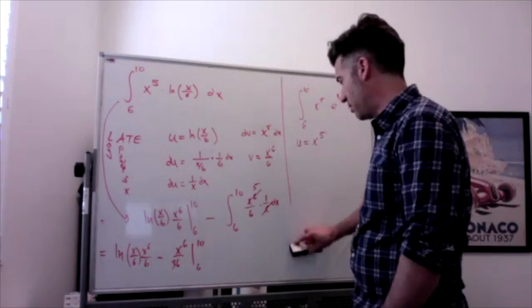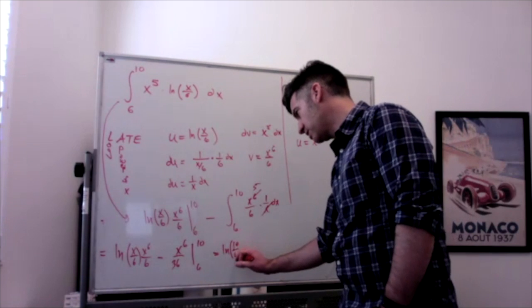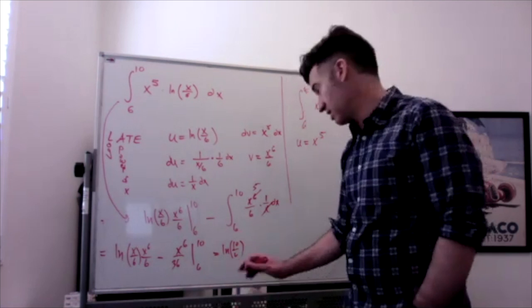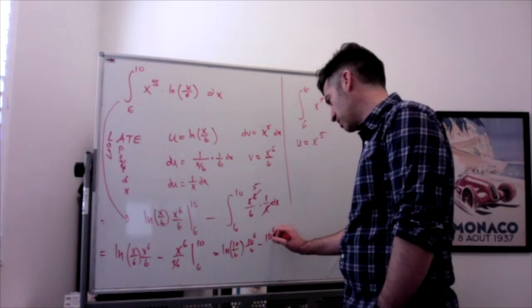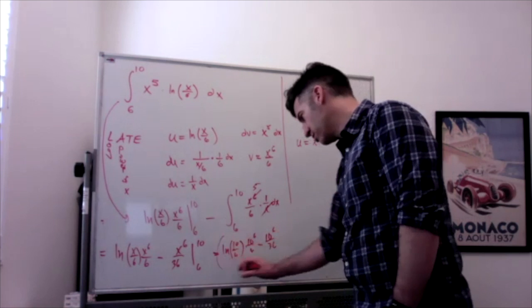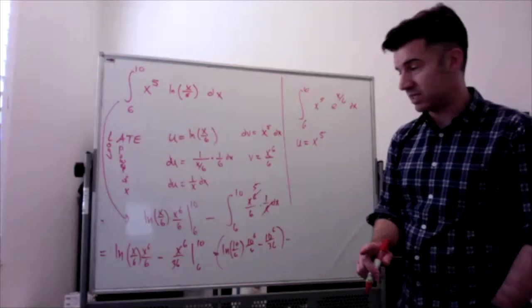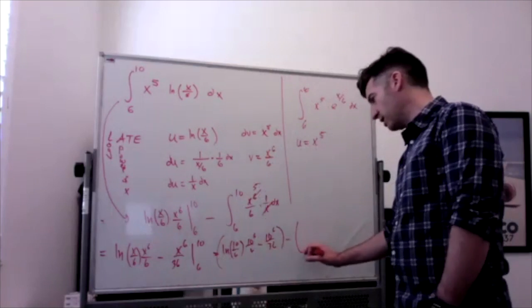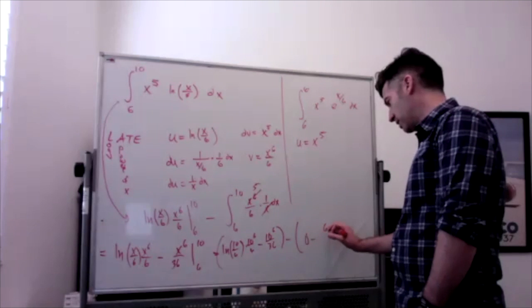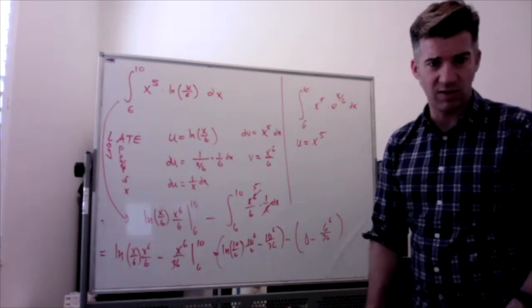Because I made it up and the numbers are not nice. So you're going to get the natural log of 10/6 times 10 to the 6th over 6 minus 10 to the 6th over 36, minus, and then you plug in 6. Now, the nice thing about plugging in 6 is the natural log of 6 over 6 is the natural log of 1, which is 0. So you get minus 0 minus 6 to the 6th over 36. Again, not a very nice result, but that's okay.